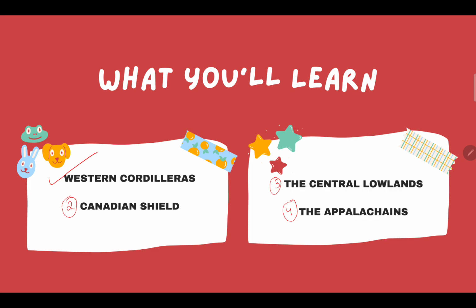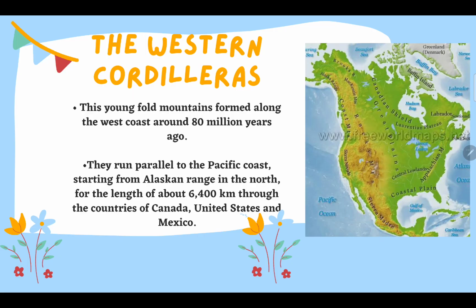So let's understand what the Western Cordilleras are. The Western Cordilleras are a young fold mountain system formed along the west coast around 80 million years ago. Now I'm drawing like this to make you understand. This one is east, this one is west, this one is north, and this one is south. This is the west coast, because it is on the west side.